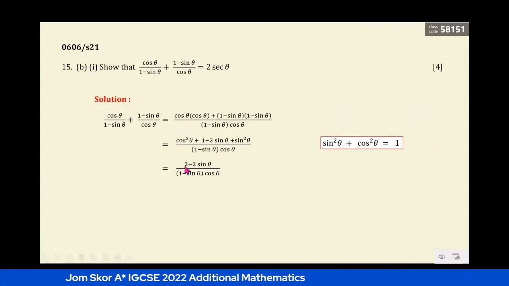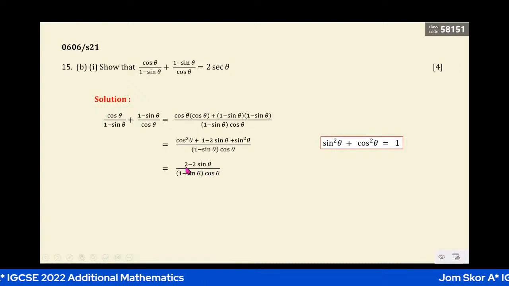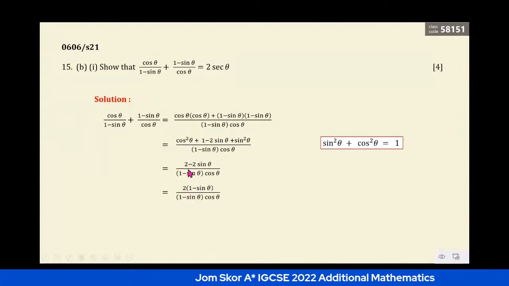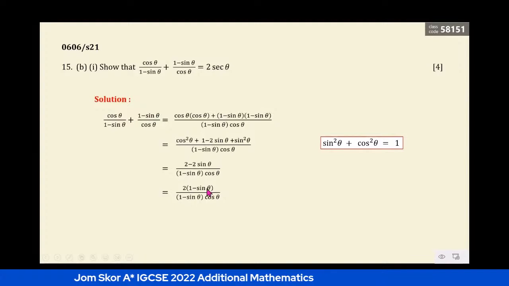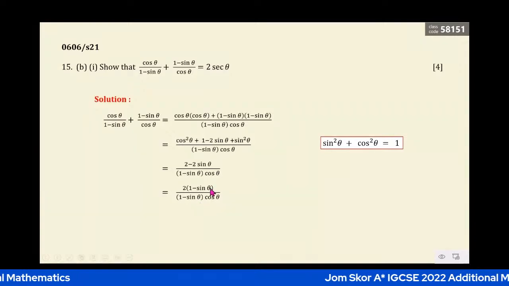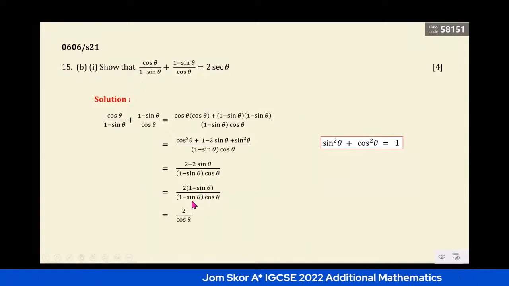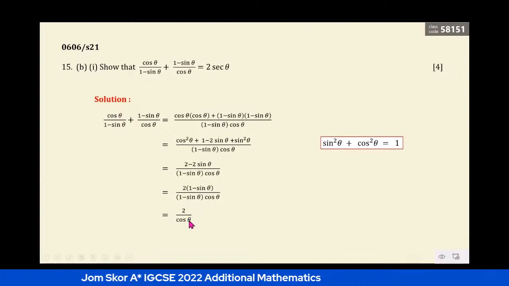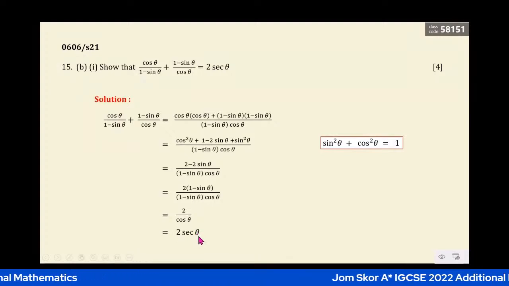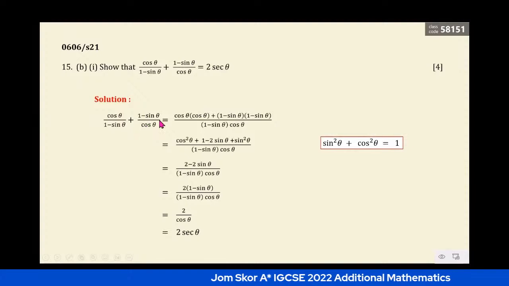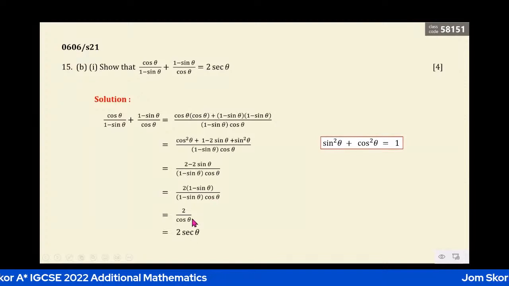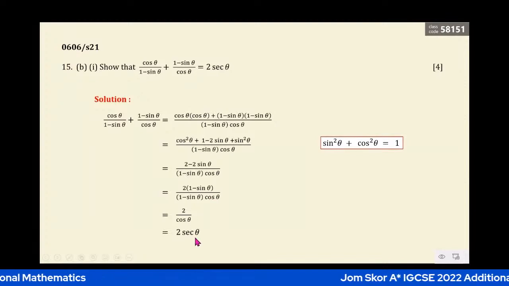Alright, so now here we have 2 minus 2 sin theta. For these two terms, we have both 2 and 2, so we take 2 out. In the bracket, it becomes 1 minus sin theta, which is the same as the 1 minus sin theta at the bottom. So you can cancel out this 1 minus sin theta to get 2 over cos theta. Okay, 2 over cos theta is equal to 2 secant theta. So from this part, you reduce this until you get 2 secant theta. Okay, 4 marks.